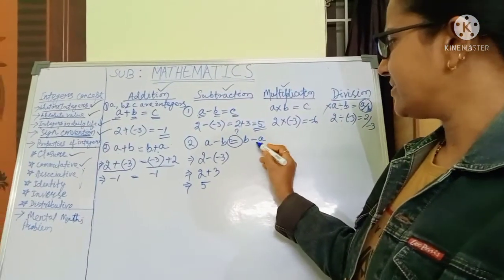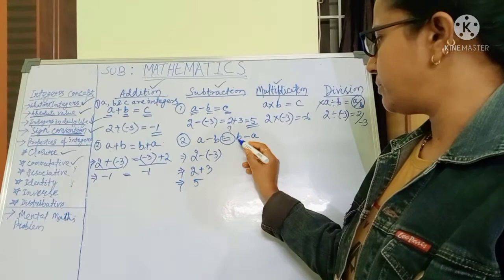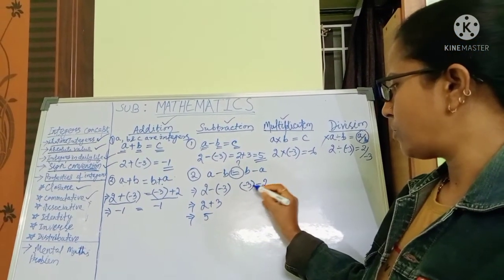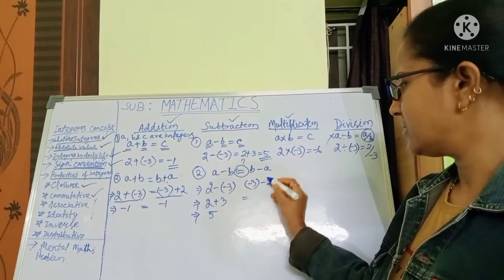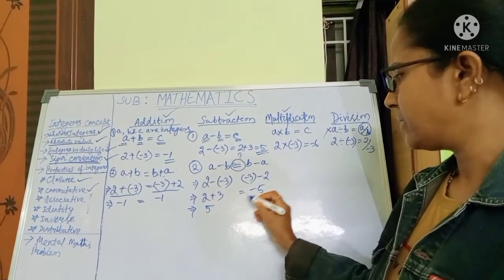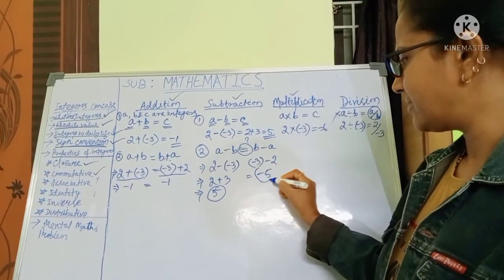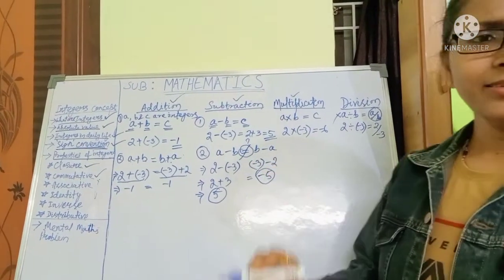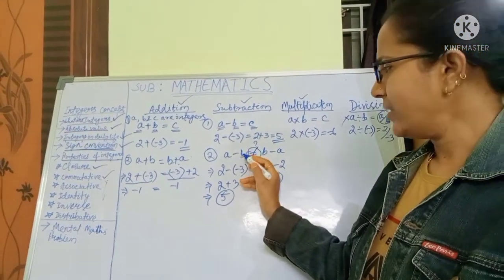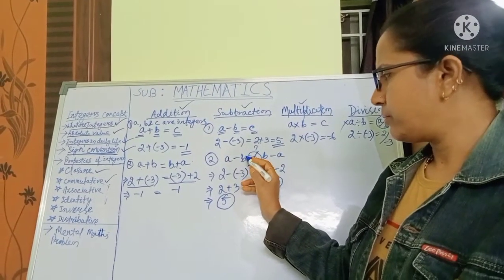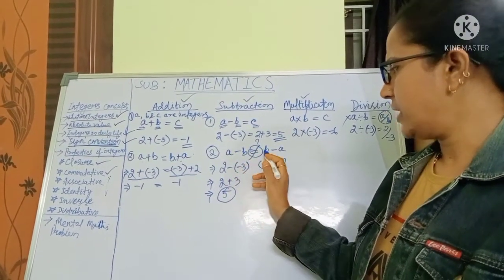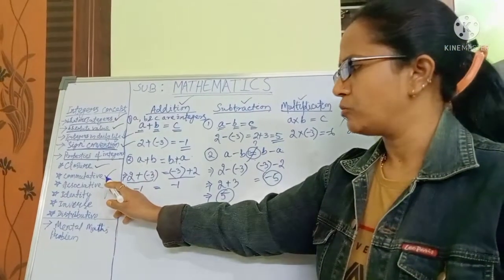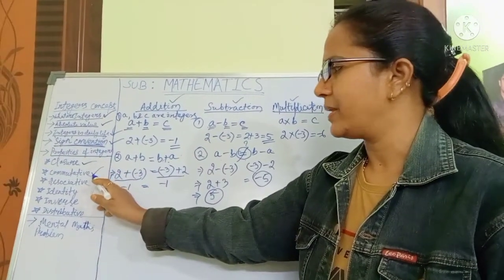On the right hand side, what will be the result? b equal to minus 3 and a equal to 2, so minus 3 minus 2 is minus 5. So here it is 5 and this is minus 5. So a minus b will never be equal to b minus a. So the commutative property is not applicable for subtraction.